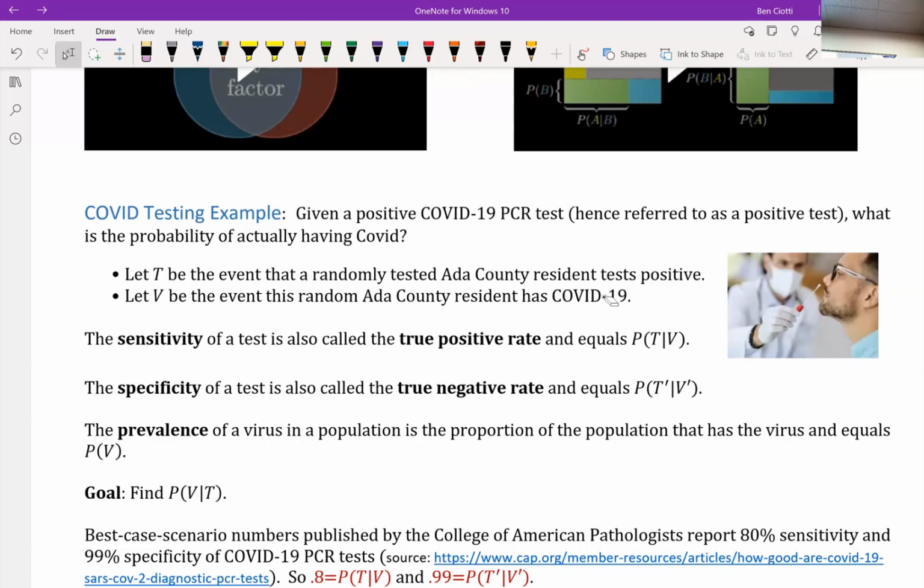Some tests have false positives where they say you're positive and you're not. They can also give false negatives where they say you don't have it, but you do. And this is, in fact, the case in the real world with most tests. Also, what may happen is that the virus is not very prevalent in the population.